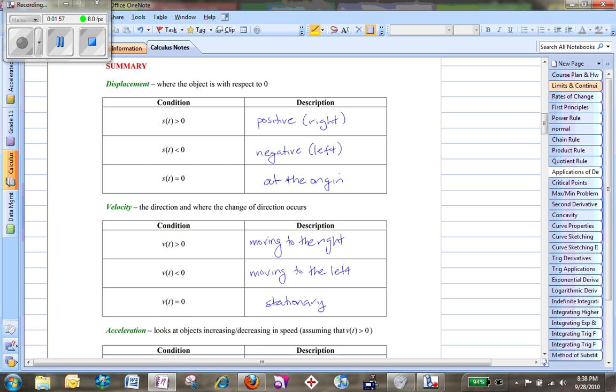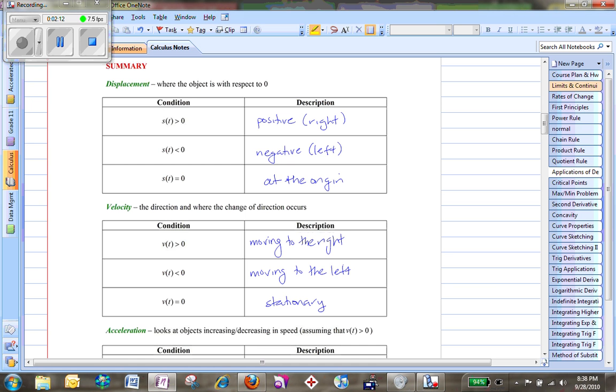Velocity talks about the direction and where the change of direction occurs. If v of t is greater than 0, then the object is moving to the right. If v of t is less than 0, it is moving to the left. If v of t is equal to 0, we already know that that's called stationary.